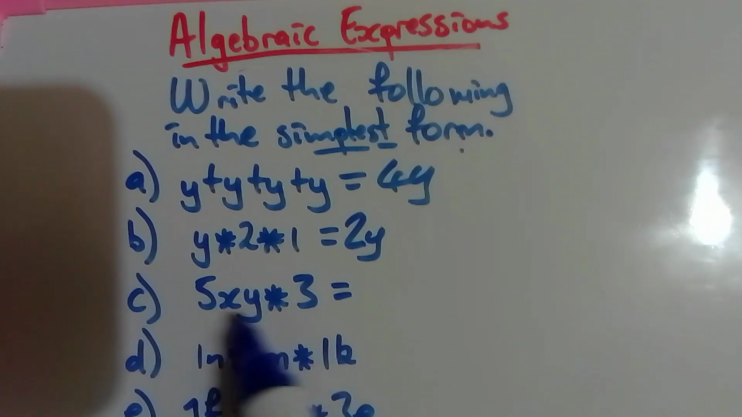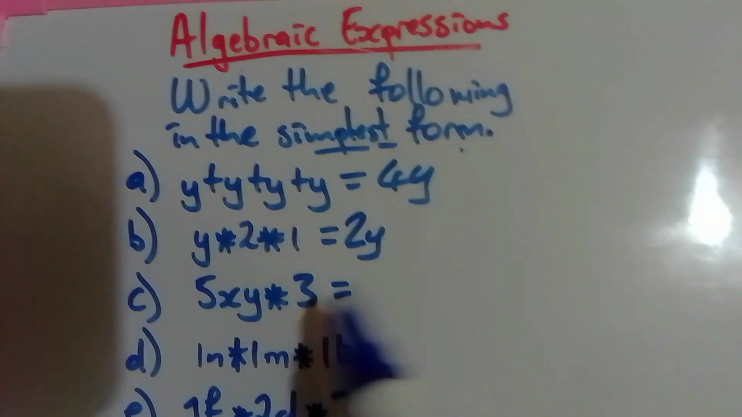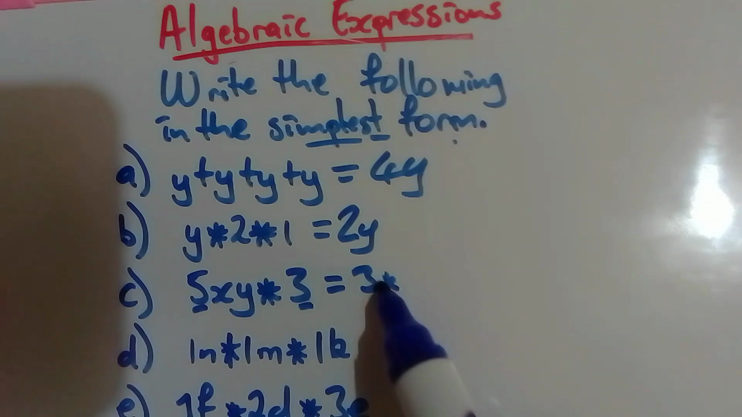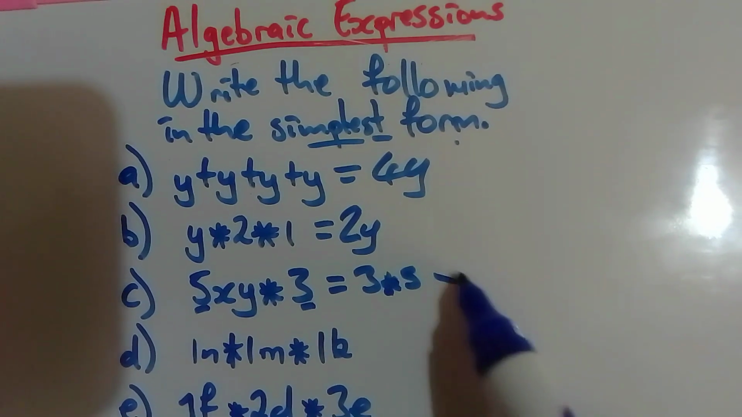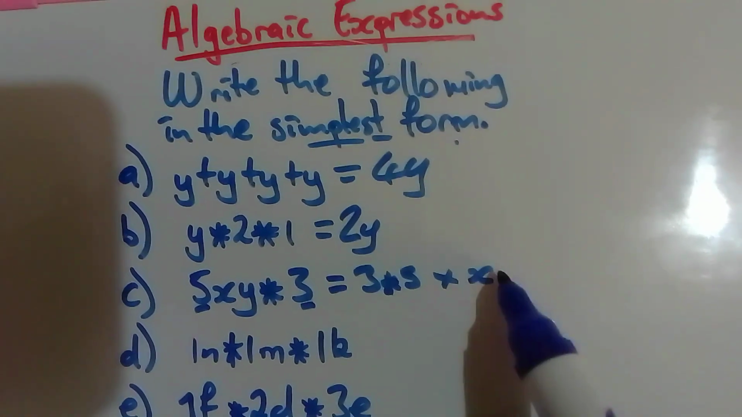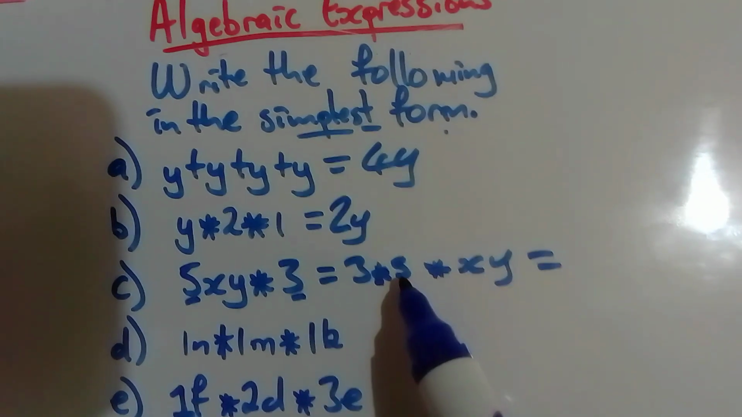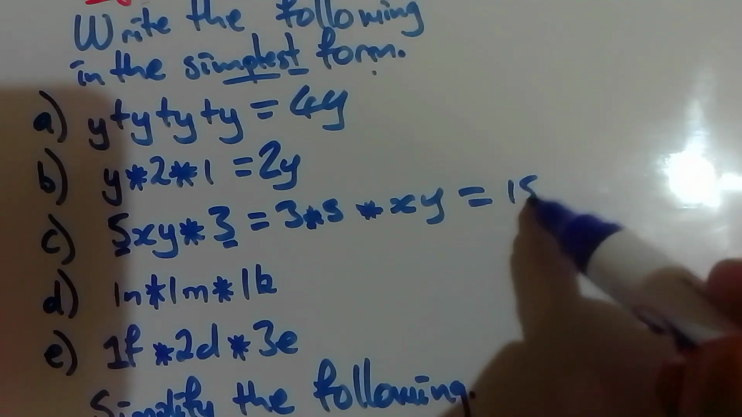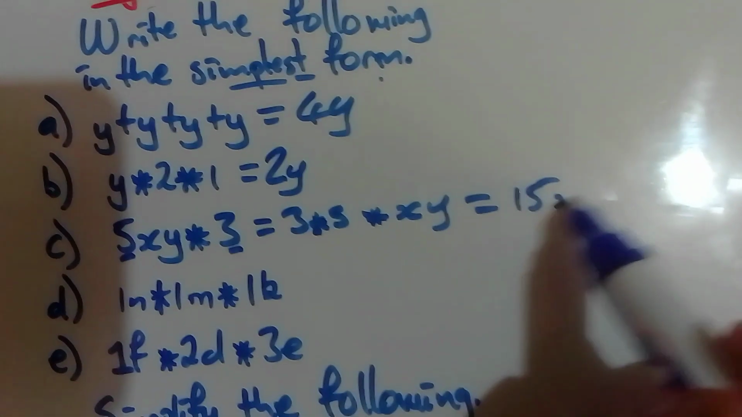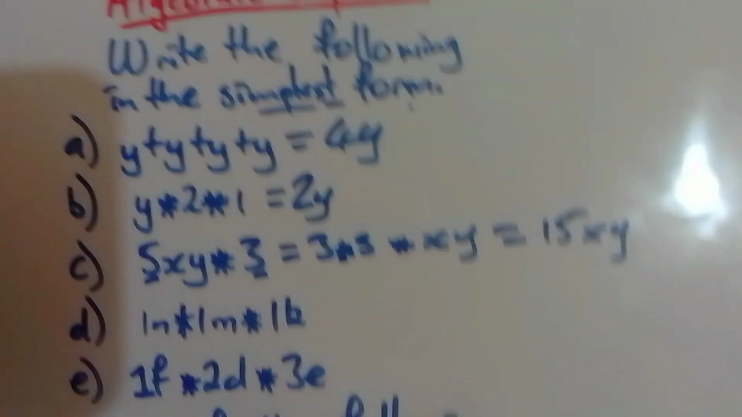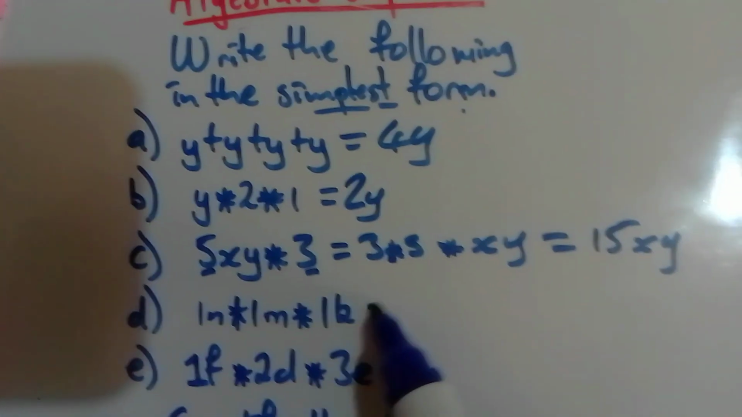On letter C, we are given what? 5xy multiplied by 3. So we start with the numbers. You start by saying 3 multiplied by 5 multiplied by xy. And you know that 3 multiplied by 5 gives you 15. So you've got 15 here. And then xy, these are unlike terms, so you just repeat writing them the way they are.